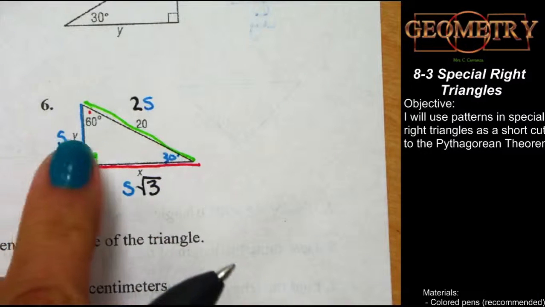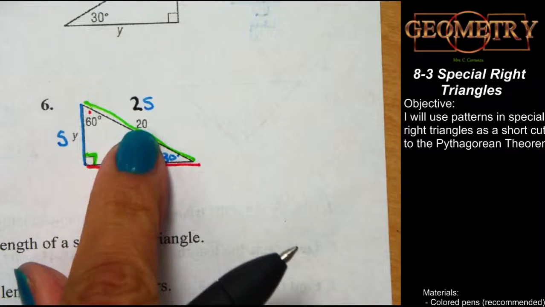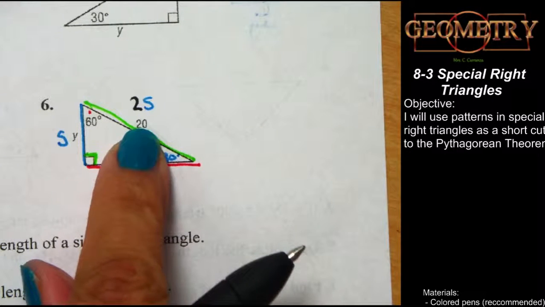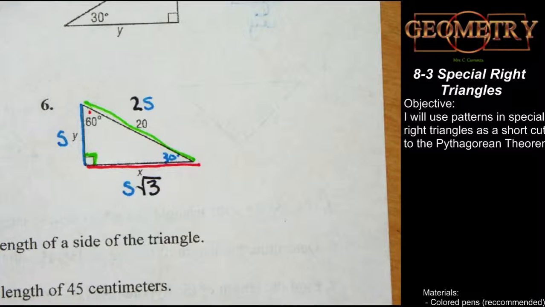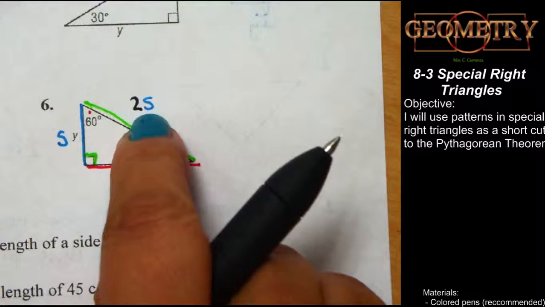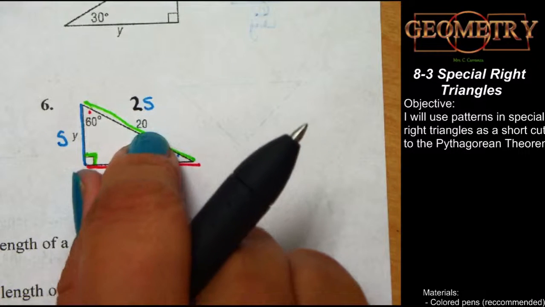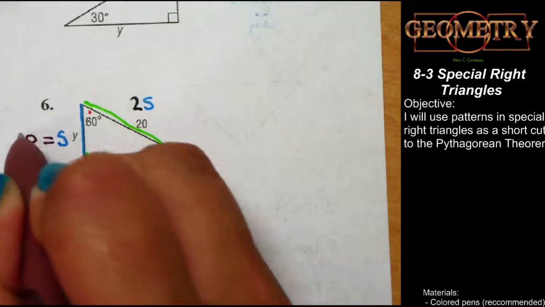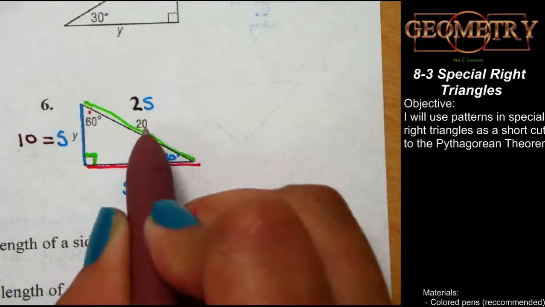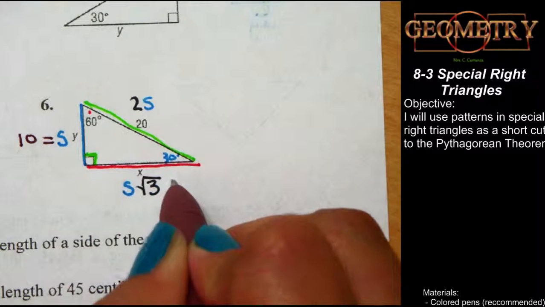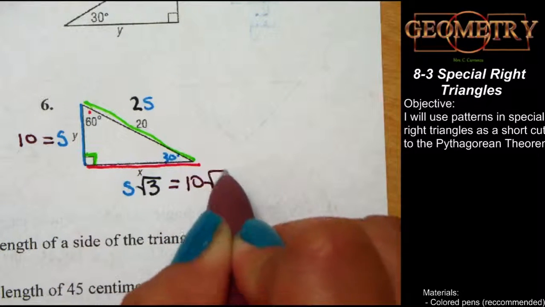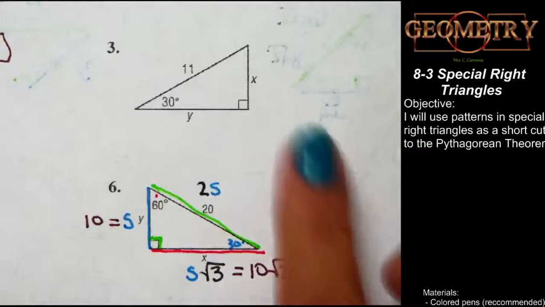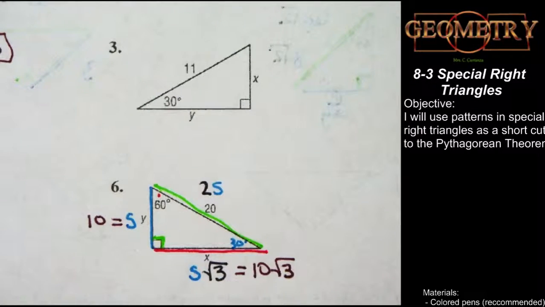Now, I don't know what the measure of the small side is, but I know the measure of the hypotenuse. The measure of the hypotenuse is 20. Well, what number do I need to multiply by 2 to give me 20? I can easily see that the small side needs to be 10, because 2 times 10 is 20, which means then that the medium side is 10 times the square root of 3. You can even do that with an odd number.